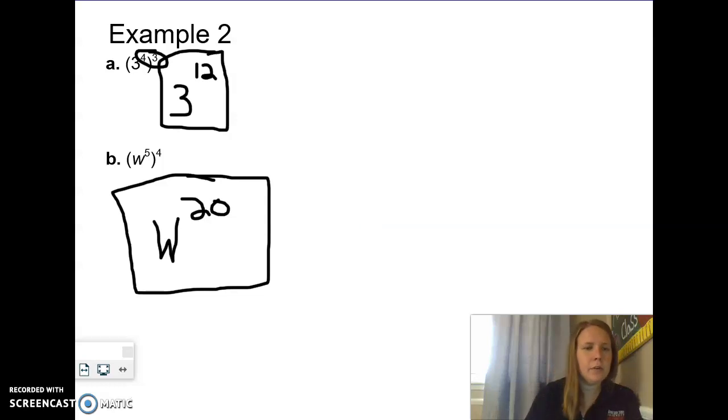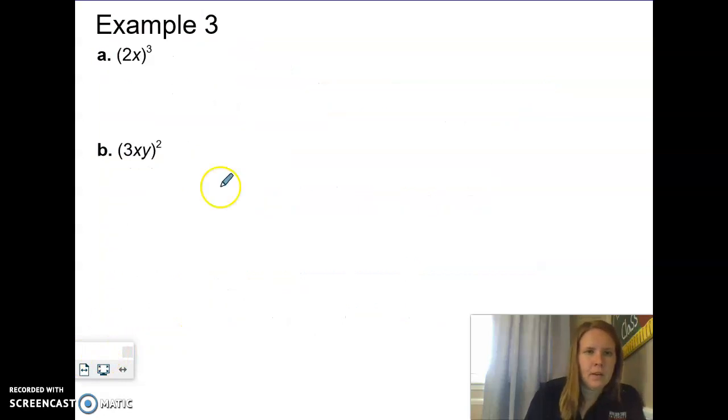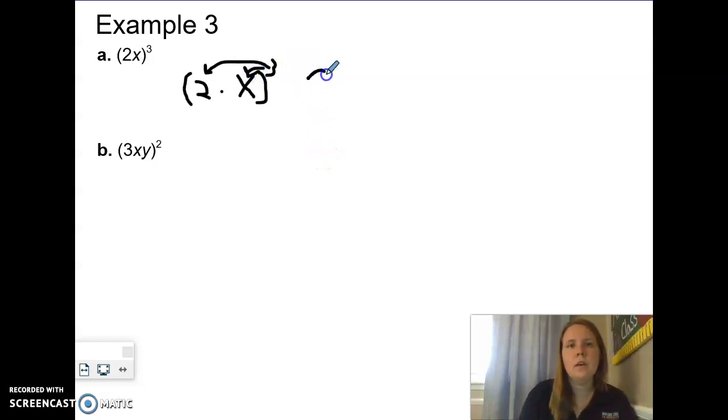And my last one, I would assume we're looking at that last property. Okay, so let me go back and look. This one's your power of a product property. So that's where you're going to distribute that exponent to each part that is in the parentheses. All right, so you have two different bases in here. Basically, what this problem is saying is that you have 2 times x. So when I do this, I need to distribute this 2 or this 3 exponent to both the 2 as well as the x. Okay, so I'd have 2 to the 3rd and x to the 3rd.